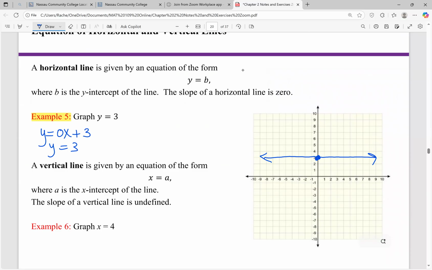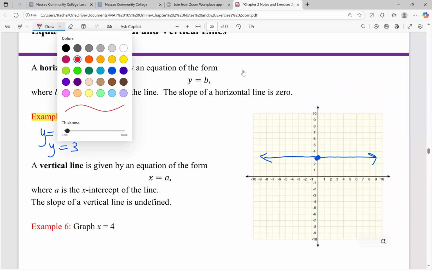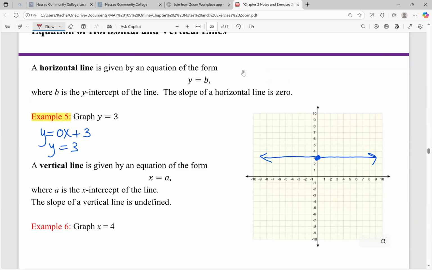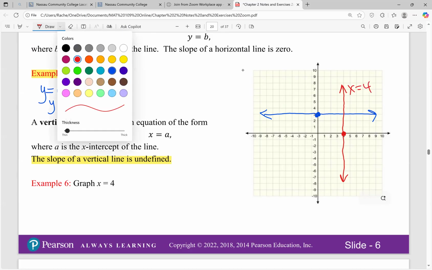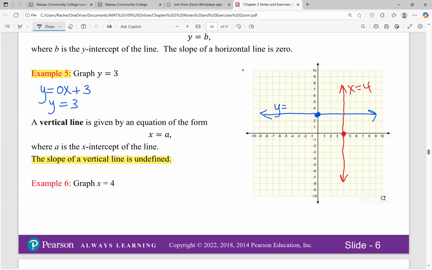Now, a vertical line can be written by the equation x equals a, where a is the x-intercept of the line, and the slope of a vertical line is undefined. And we talked about that when we did one of those first examples above. But we'll review this again. So if we want to graph x equals 4, plot the point x equals 4, right? Your x-intercept, and it's going to be a vertical line through x equals 4. So here's x equals 4, and then in blue is the line y equals 3. So that's how we plot horizontal and vertical lines.